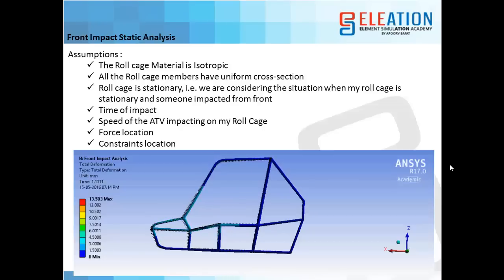So today we will see how to perform front impact analysis on a 1D mesh model. The assumption which I have taken is that the roll cage material is isotropic. All the roll cage members have uniform cross section.